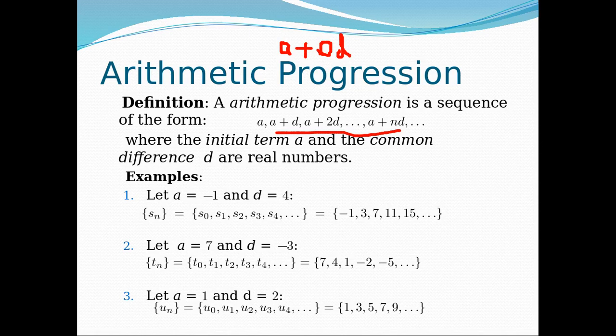Similarly here you start with 7 and d is negative, so it keeps on decreasing. If you start with 7, 7 minus 3 is 4, 4 minus 3 is 1, 1 minus 3 is minus 2, and so on. Similarly the last example, here d is positive, so it keeps on increasing. So relative to geometric progressions, arithmetic progressions are slower. They change slowly.